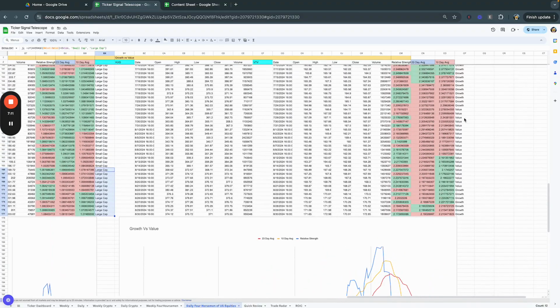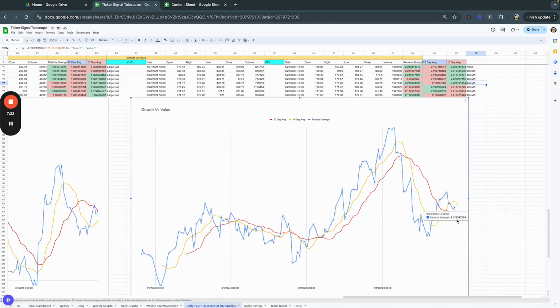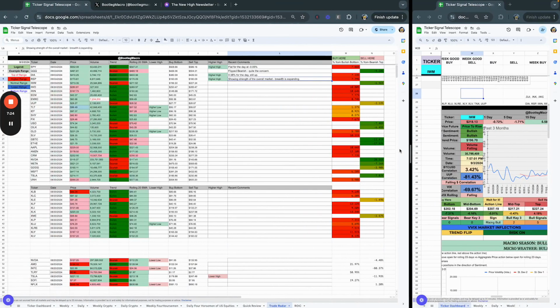And you can see here, we went from value, right? And we have value here in the middle of July into the middle of August. And now growth is so back. Oh, we are so back. The only problem that I might see is that we're starting to see this dip a little bit below, but we'll find out. So I'm going to go back to IWM.